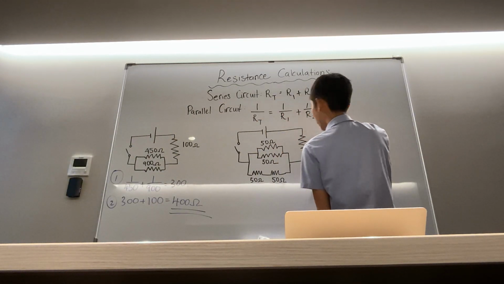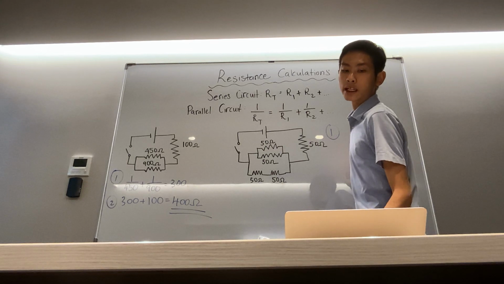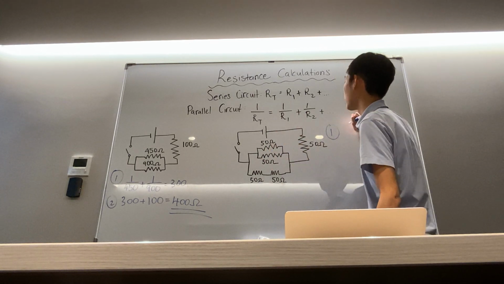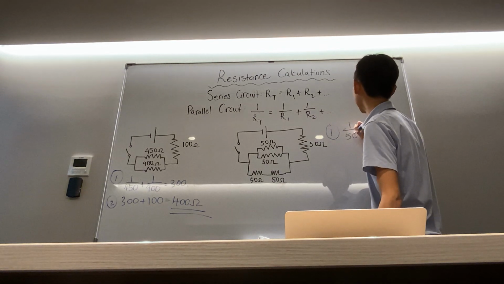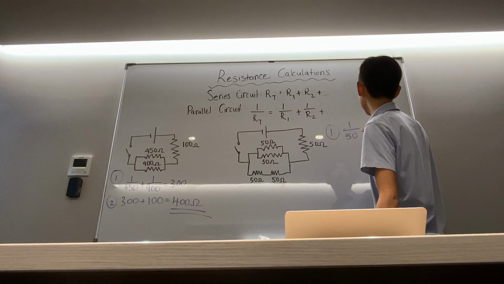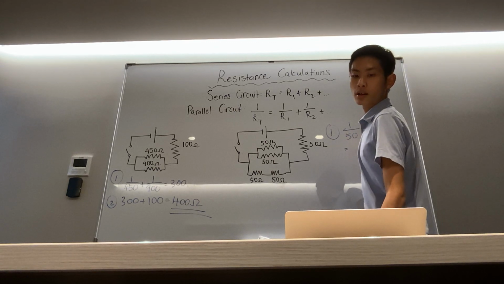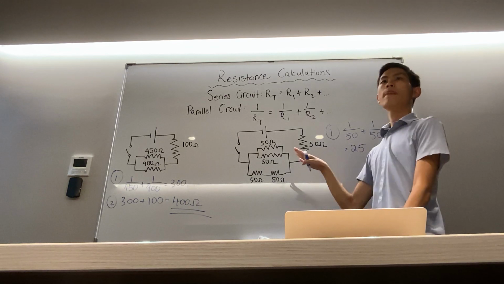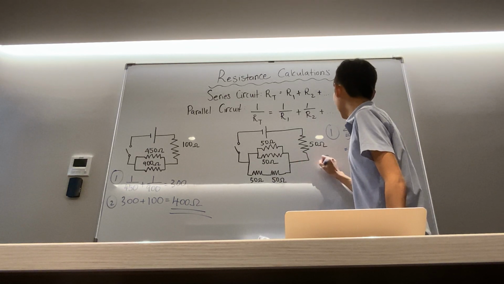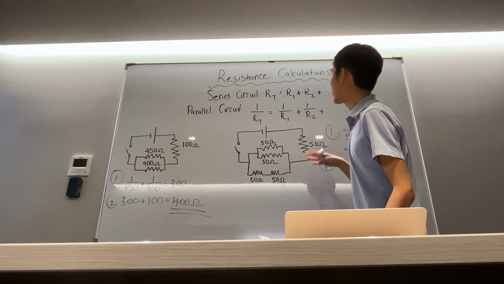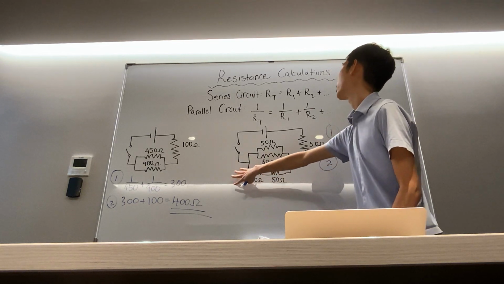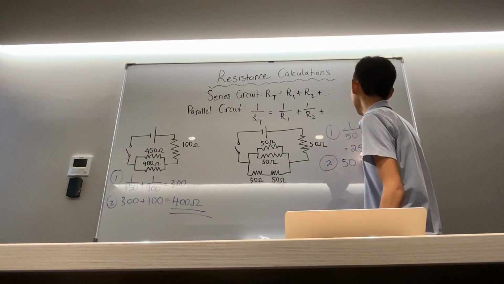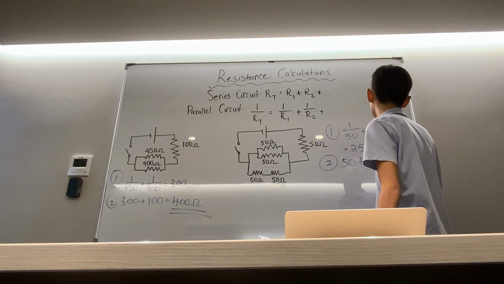Step number 1, the first parallel section. So the first parallel section is this section. So that's going to be 1 over 50 plus 1 over 50, which gives you 25 ohms. Then step number 2, you calculate the first series section, which is this portion, these two 50 ohms in series to each other, and that's going to be 50 plus 50, which is 100.